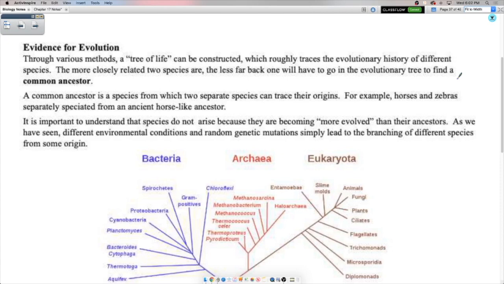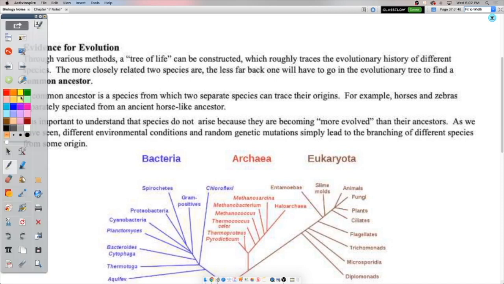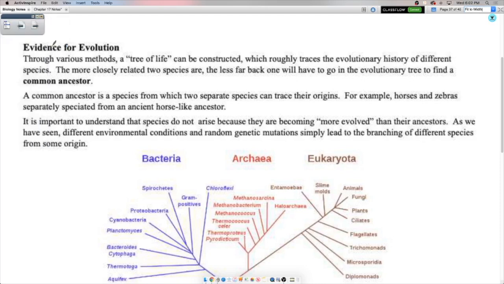Okay, we're just going to look at a few today, but there's books and books and books and books full of evidence that evolution is occurring and has been occurring for millions of years. So through various methods that have to do with looking at the fossil record, looking at current things, comparing the anatomy of organisms, we can construct what we call a tree of life, which basically traces the evolutionary history of different species. Essentially, think of it like a family tree, but not just for your family and not even just for humans, for everything that's alive, okay?